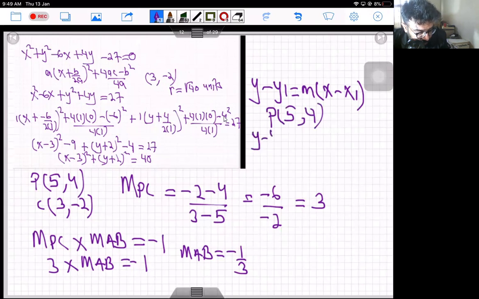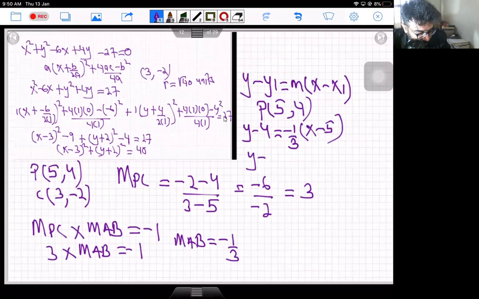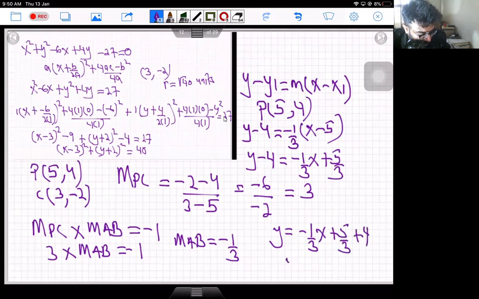So y minus 4 is equal to minus 1 over 3 multiplied by x minus 5. Okay, so y minus 4 equals minus 1 over 3 times x plus 5 over 3, and therefore y equals minus 1 over 3 times x plus 5 over 3, and then plus 4. Y equals minus 1 over 3 x plus 5 over 3 plus 4. This is supposed to be 17 over 3. This is the equation of the tangent.